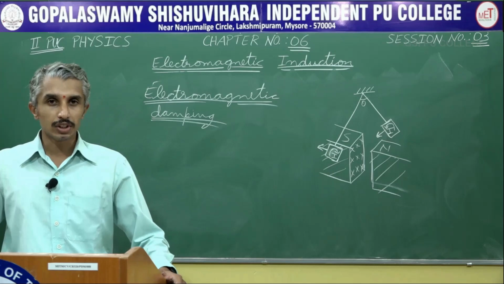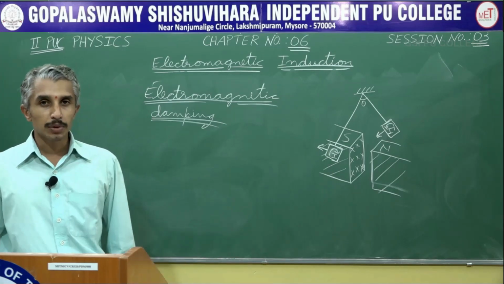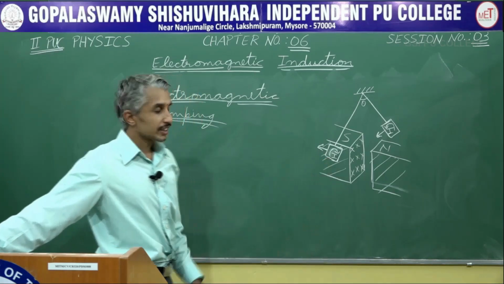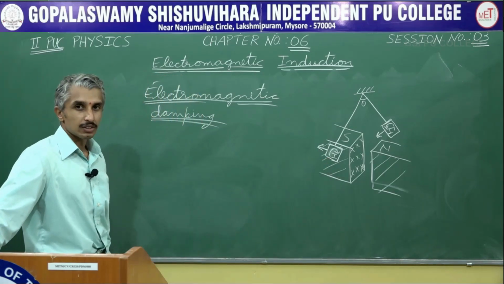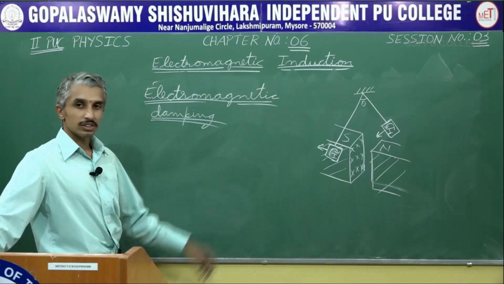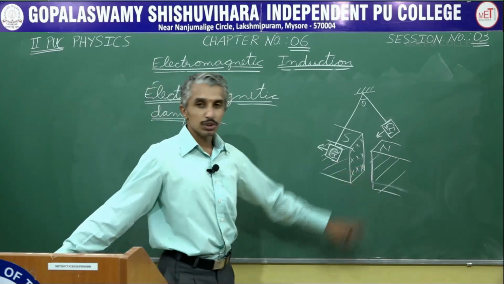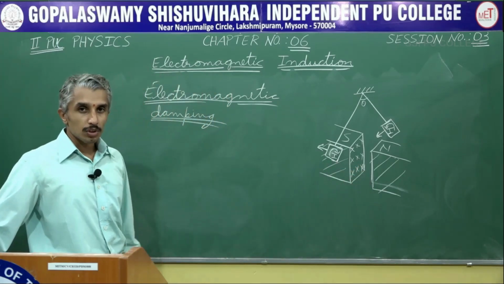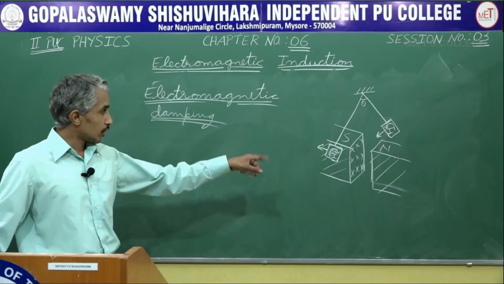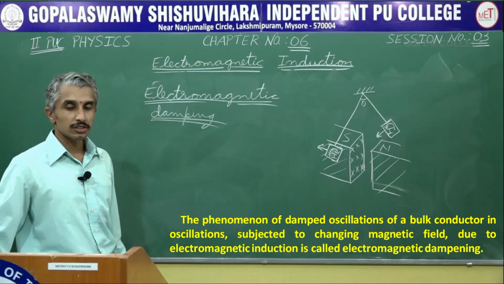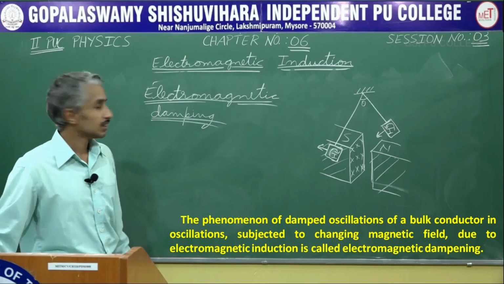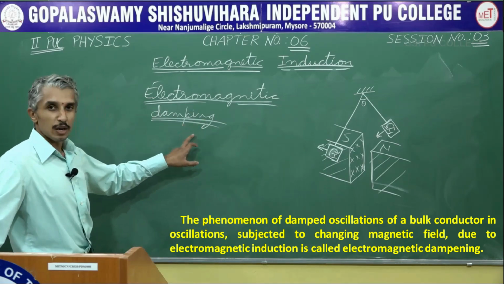Now, what is the consequence of eddy currents in the copper conductor? When you make a metal conductor oscillate in a magnetic field, it experiences a damped oscillation. The oscillations die and finally, the conductor comes to a halt faster than in the absence of the magnetic field. This phenomenon of damped oscillations of a conductor in a magnetic field due to electromagnetic induction is called electromagnetic damping.